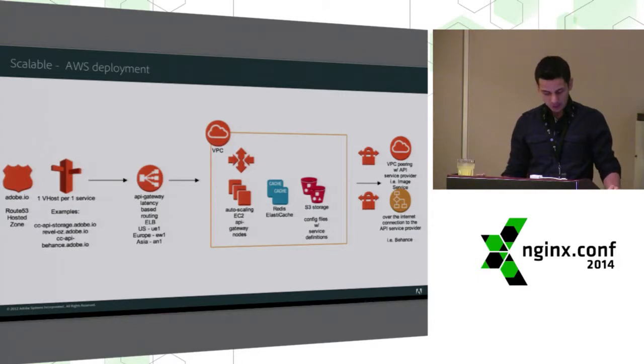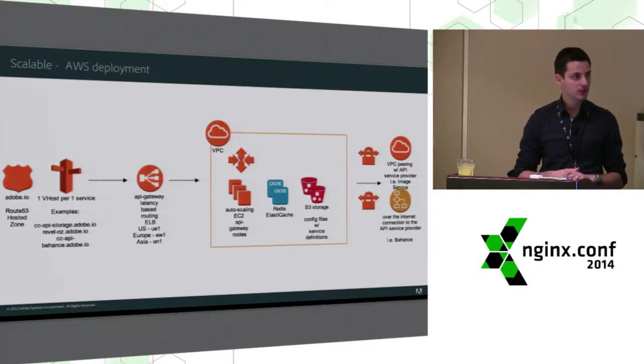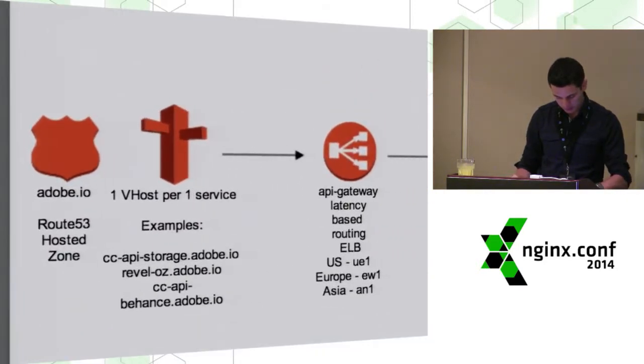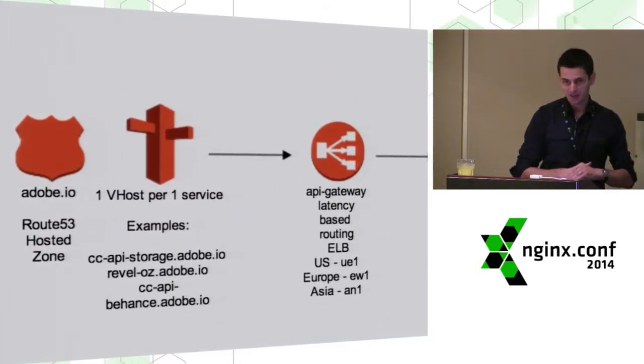I mentioned that we currently run this in Amazon for now because we found Amazon to have enough tools that we can use to get this going. Like we use Route 53 for our Adobe I/O domain. Let me make this bigger. Is this better for you?